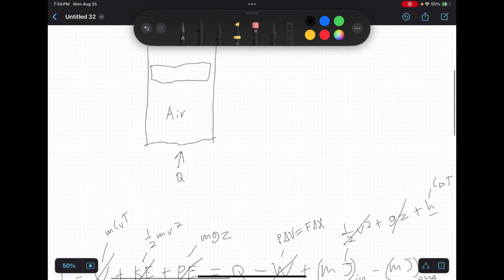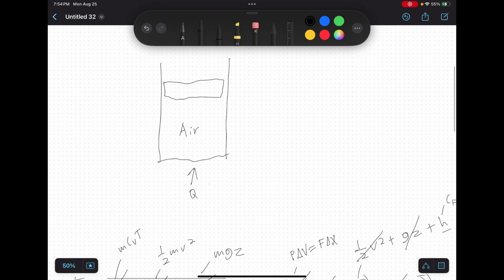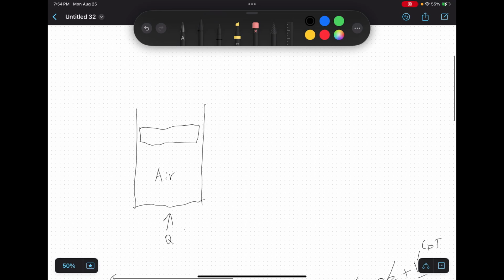How would you use the energy balance? Well, first of all, what would happen as you heat up the air? You have PV equals nRT. If you heat up the air, the temperature goes up. n stays the same, R stays the same because it's air. Well, n stays the same because no mass is entering or leaving, so the number of moles of air stays the same.